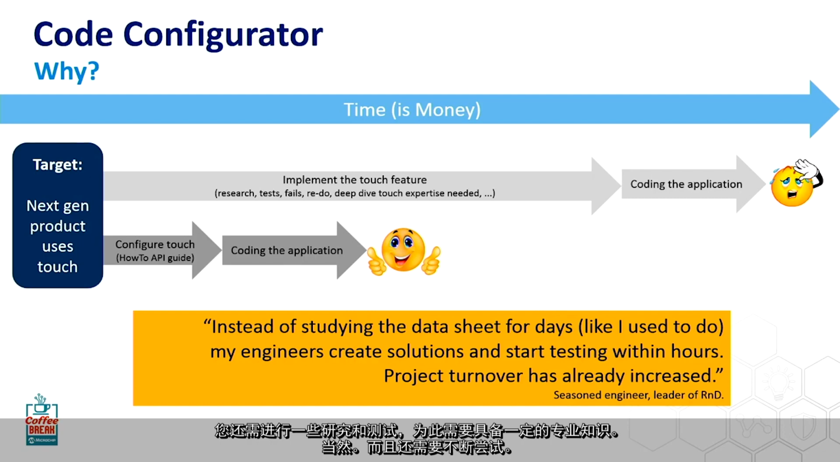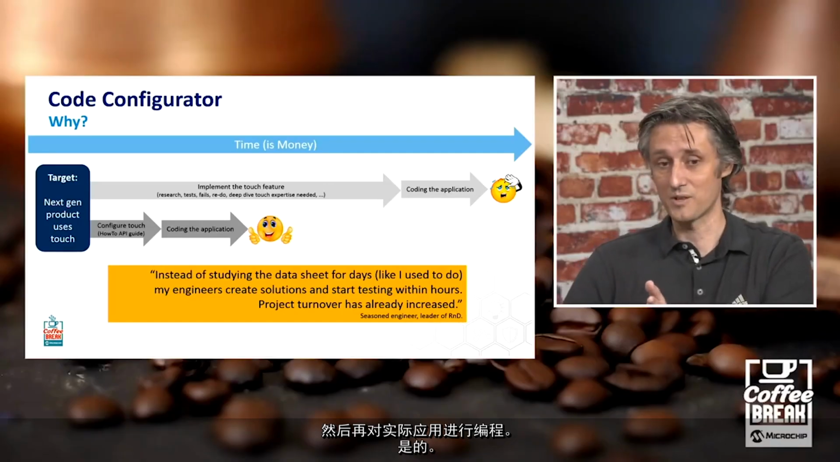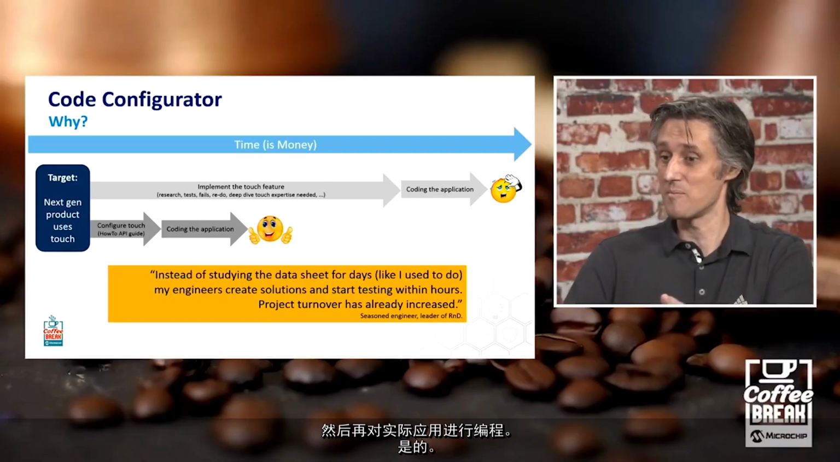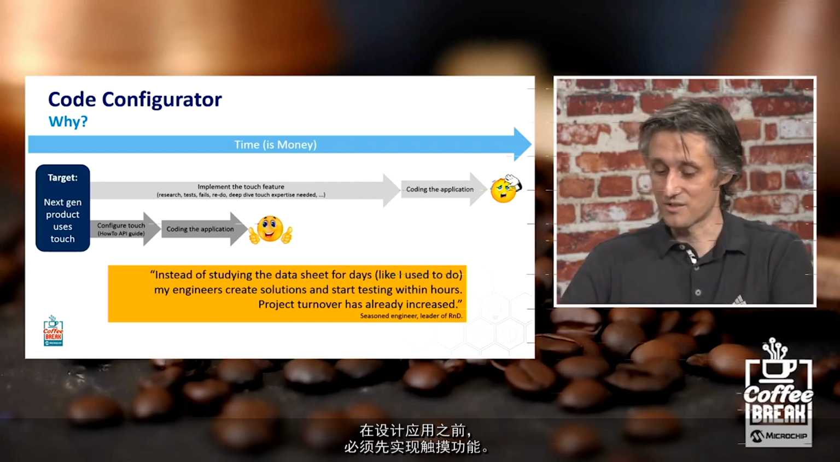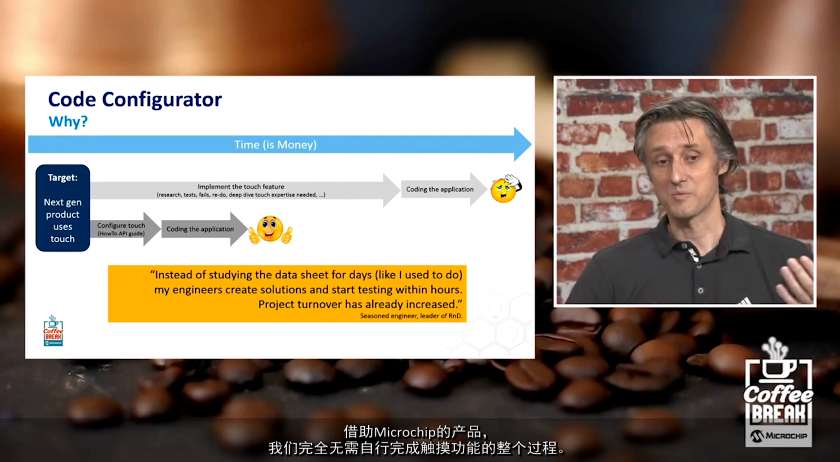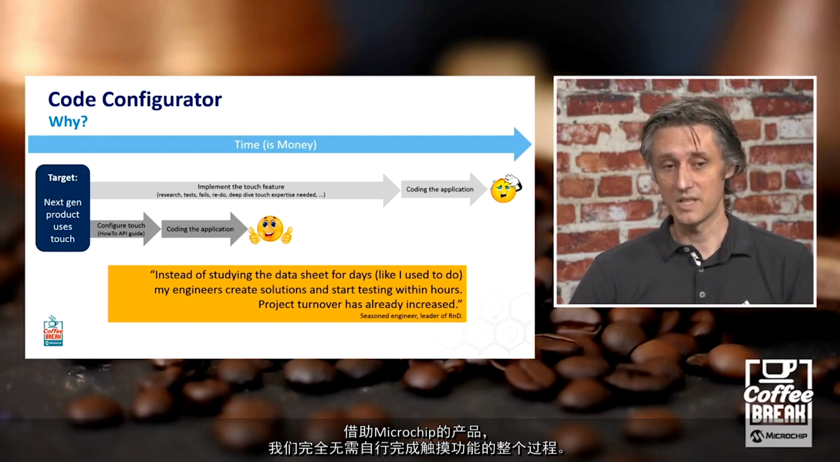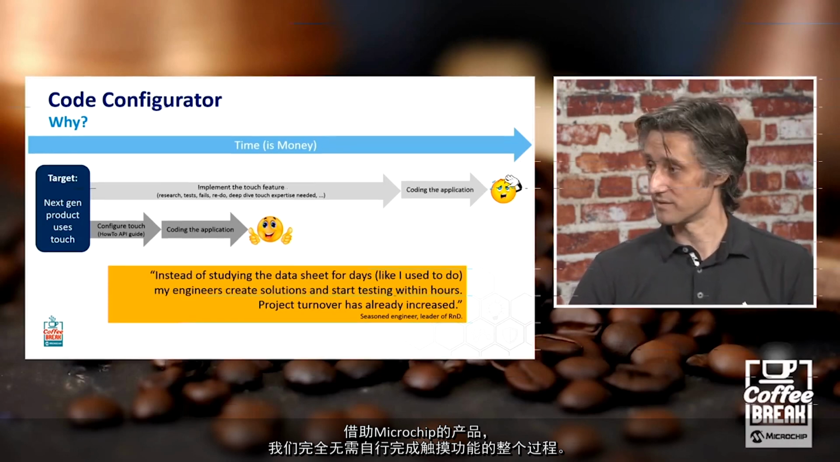Absolutely, and there's a lot of iteration with that, yes. And then you are eventually happy with the functionality. Okay, then you have your touch interface programmed, and then you program your actual application. This is where you, first of all, came to that MCU to do your application. Right. But in order to do your application, you have to do your touch first. With Microchip, we get completely rid of this whole implementing of touch.